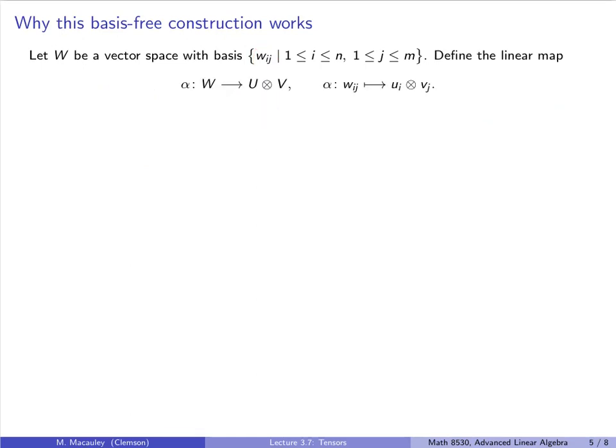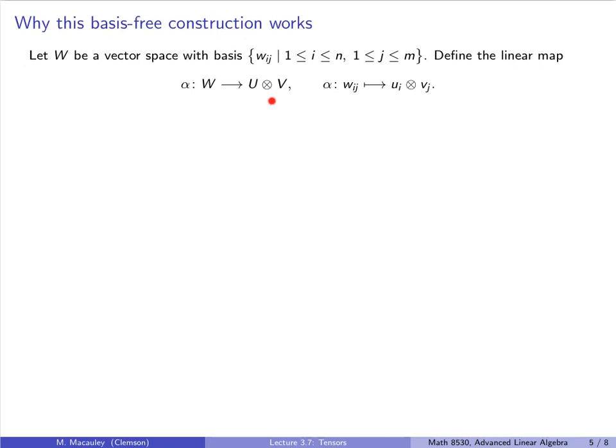Now we can define a linear map alpha from W to U tensor V that sends Wij to Ui tensor Vj. And since we defined this on the basis vectors, we can extend it to be a linear map on the entire space. There's no problem with this definition. So all we have to do is show that this is a bijection, that is, one-to-one and onto.